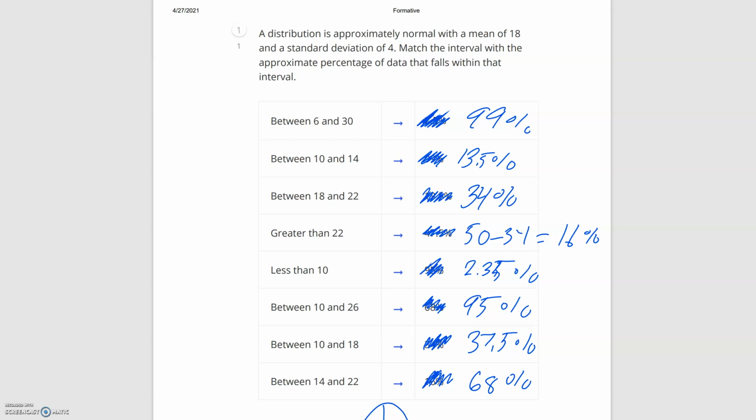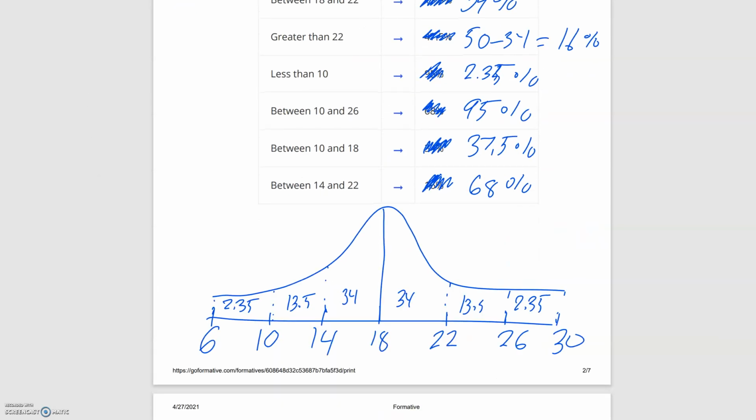So for the first one, you should see the mean is 18, so I've placed 18 here. Then the standard deviation is 4, excuse me. So then I can just go every step is one standard deviation. So it's 22, then 26, then 30. If we go the other way, that's 14, 10, and 6.